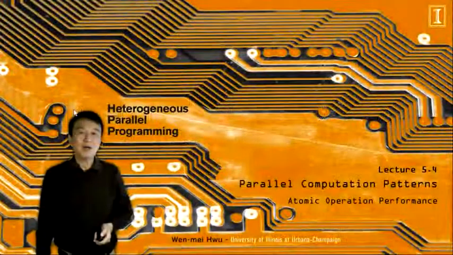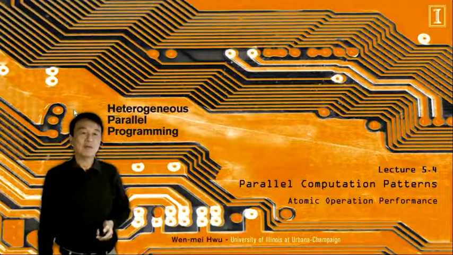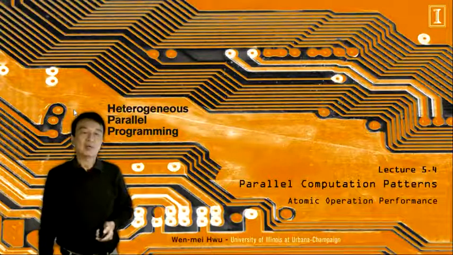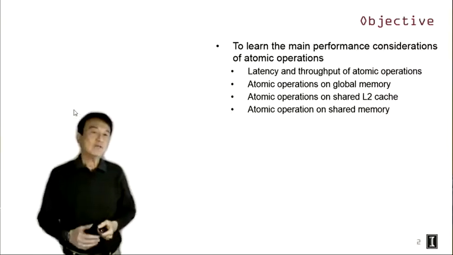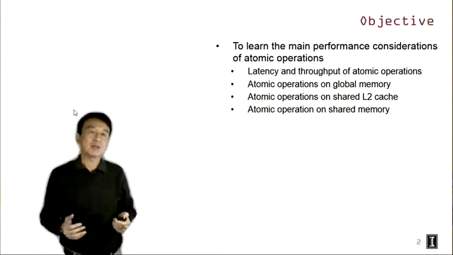Hi everyone, welcome back to the Heterogeneous Parallel Programming class. We're at lecture 5.4, the main performance considerations of atomic operations. The objective of this lecture is for you to learn the main performance considerations of atomic operations.